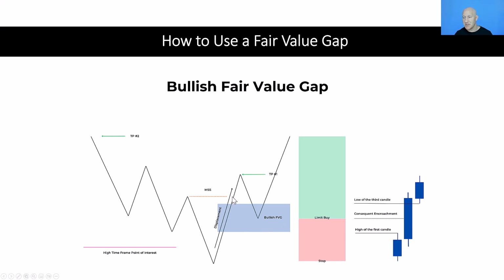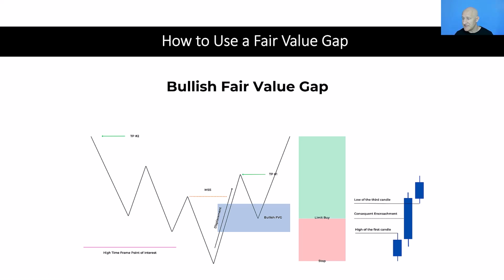We have our market structure shift, price trades back into our fair value gap before trading higher. Now in this example, again, we have our limit buy order set at that consequent encroachment level, that 50% or midpoint of that second candle. But again, you can have the limit buy order anywhere. You could have it at the low of this third candle, or you could go in at market anywhere in that fair value gap range between the high and the low of those candles.